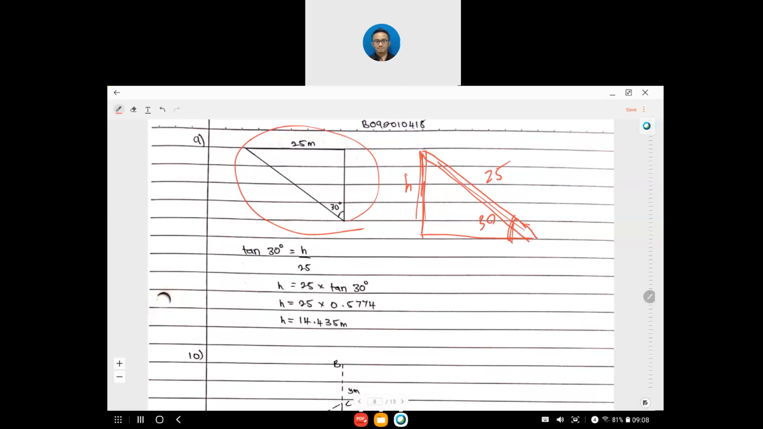Okay. So automatically this one is 90 degree. And then we can use law of sine. H over sine 30 degree equal to 25 over sine 90 degree. So you can get H equal to around 12.5. This one is H. Okay, and then question number 10.